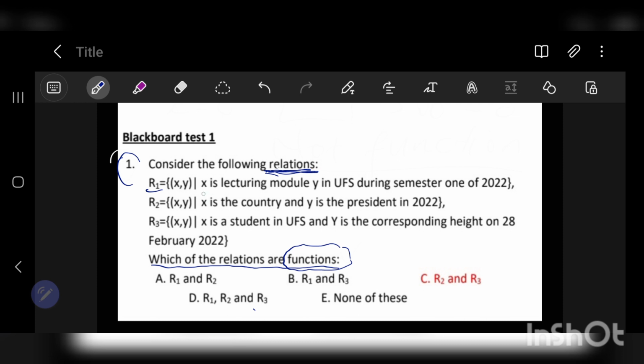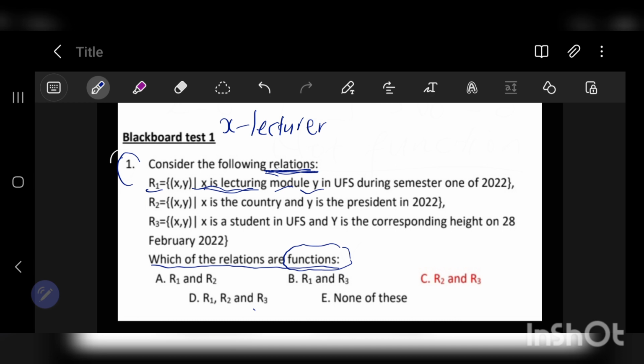In this case, your x is a lecturing, and your y is your module in UFS during semester 1 of 2022. It's very important, because sometimes English can be difficult, especially when it comes to a technical subject. You must be able to dissect it and make sense of the information mathematically. So x is a lecturing, and the lecturing is provided by a lecturer. So x is your lecturer.